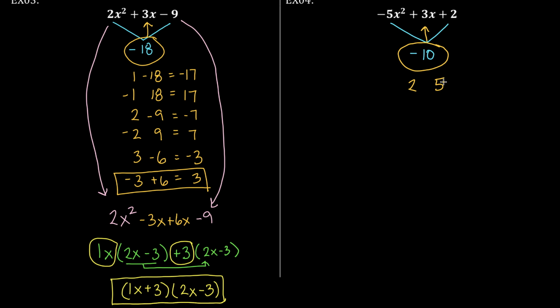So I need to do 5 minus 2. Yeah, 5 minus 2 will give me positive 3, which is what I want here. So I'm going to rewrite this expression as negative 5x squared, and then minus 2x plus 5x, and then plus 2.